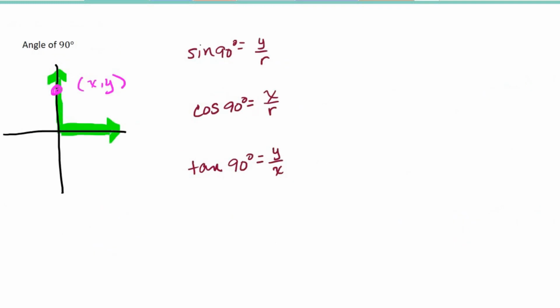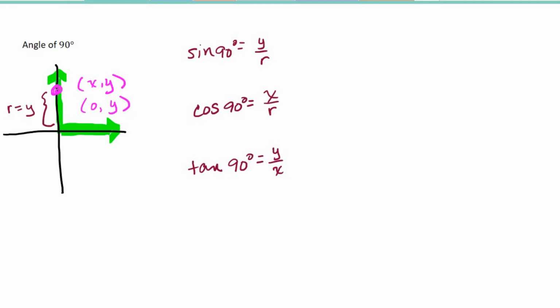I'm going to start this problem off similar to the way that I started off my angle of 0 degrees. I've drawn in my angle. I've put a point on the terminal side of my angle, and I've labeled that point x, y. The distance between that point and the origin is what we call r, and in this case, that distance r is equal to y. The point x, y is actually 0, y, since I am on the y-axis.